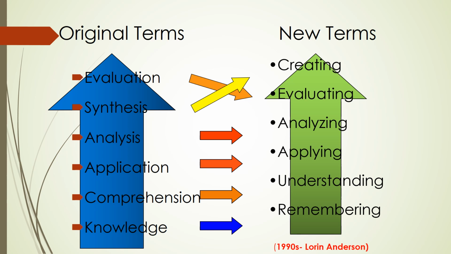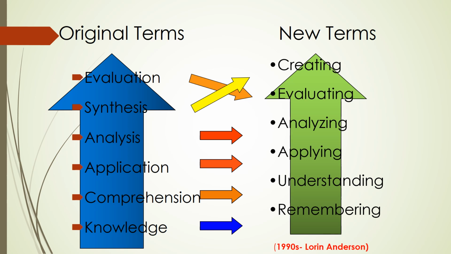Again, for the Bloom's taxonomy of thinking skills, the sets of thinking skills under the lower level, we have knowledge, comprehension, application. And for the higher level thinking skills, we have analysis, synthesis, and evaluation. Now, in 1990s, one of the students of Bloom, Lauren Anderson, had the modification on the terms. Knowledge became remembering, comprehension became understanding, application became applying, analysis became analyzing, evaluation became evaluating, and synthesis became creating.